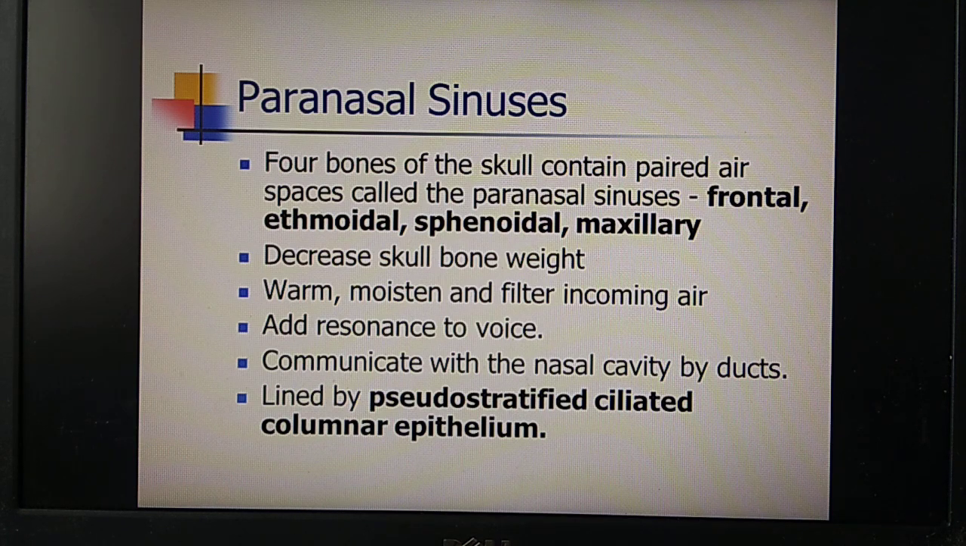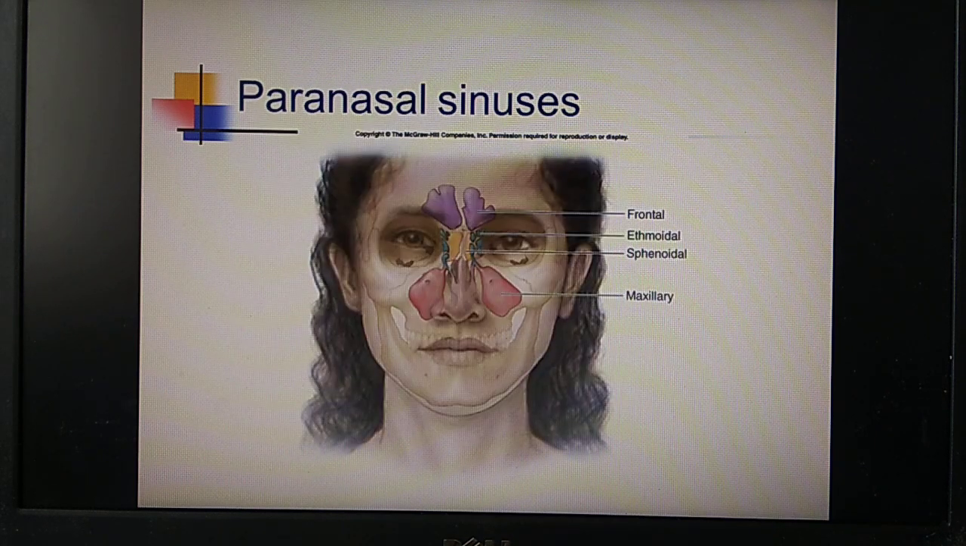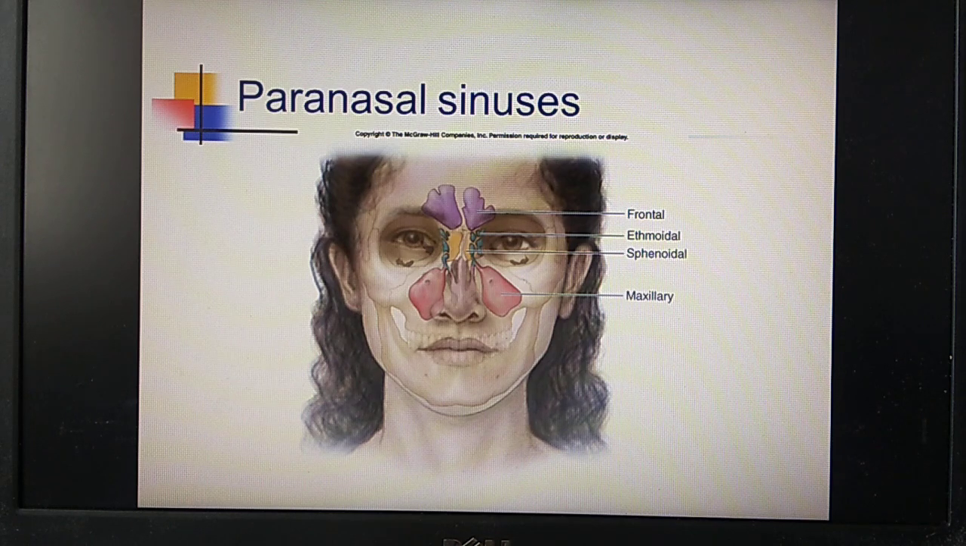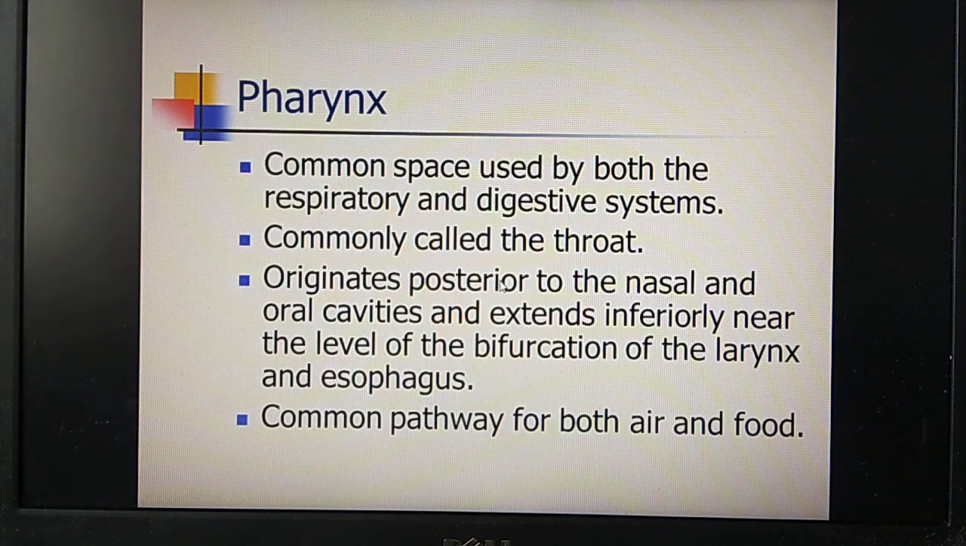It communicates with the nasal cavity by the ducts, and it is lined by pseudostratified columnar epithelial tissue. See, this is the paranasal space what you can see. These are the 4 bones which it usually consists of. This is the paranasal sinus, an empty space which is present in the nose. See, these are the bones that support this paranasal space.